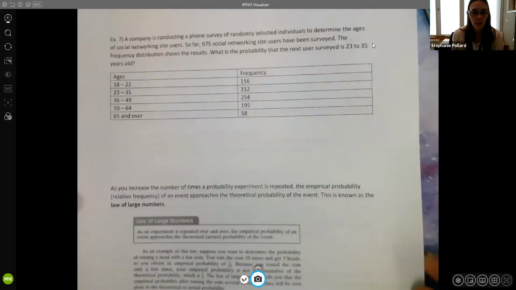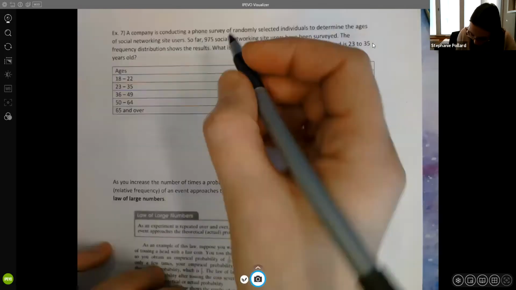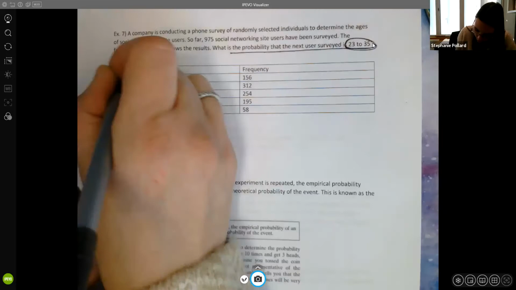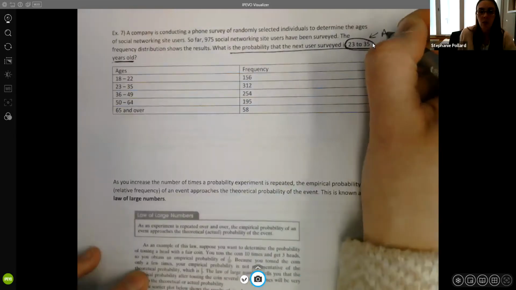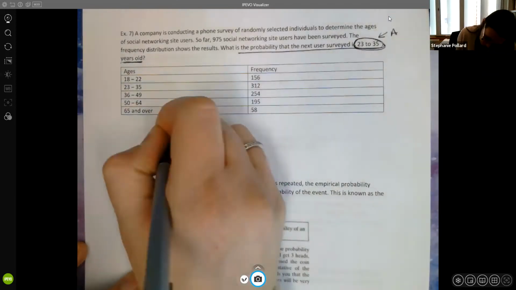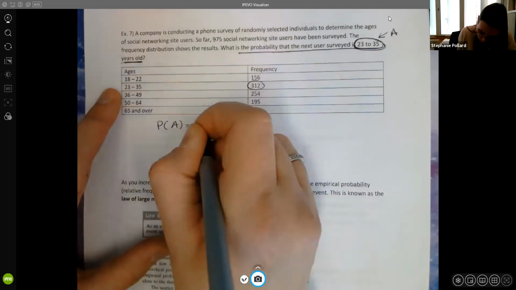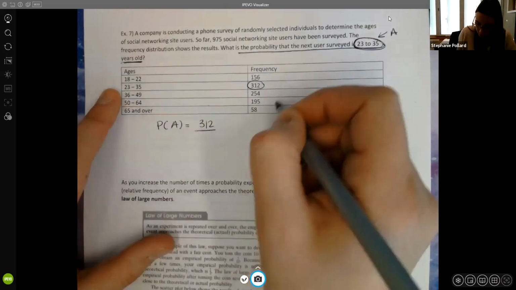All right, let's do one more together here before we look at the next type. It says a company is conducting a phone survey of randomly selected individuals to determine the ages of social networking site users. So far, 975 site users have been surveyed, and the frequency distribution shows the results. What is the probability that the next user surveyed is 23 to 35 years old? So this is my event. Let's call it event A. So the event A is that someone chosen is between 23 and 35. Well, how many people are there between 23 and 35? There are 312.